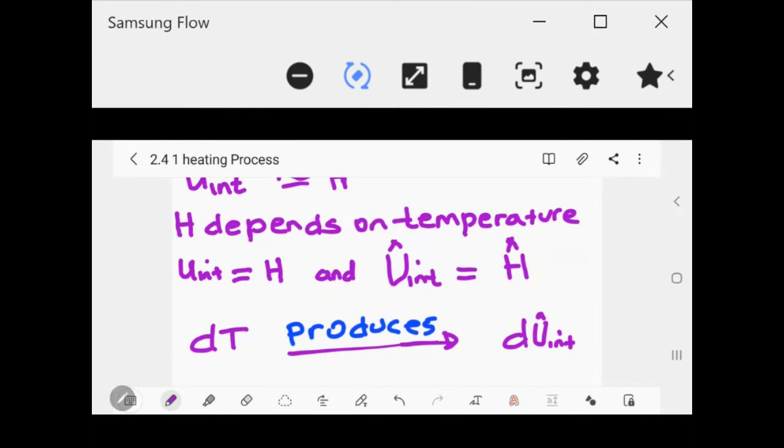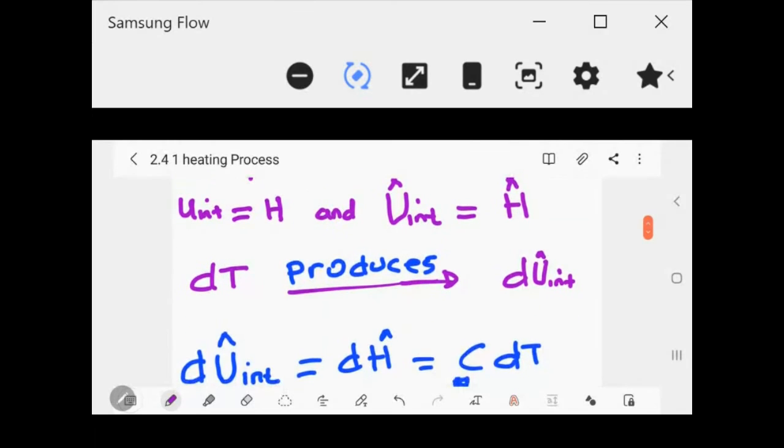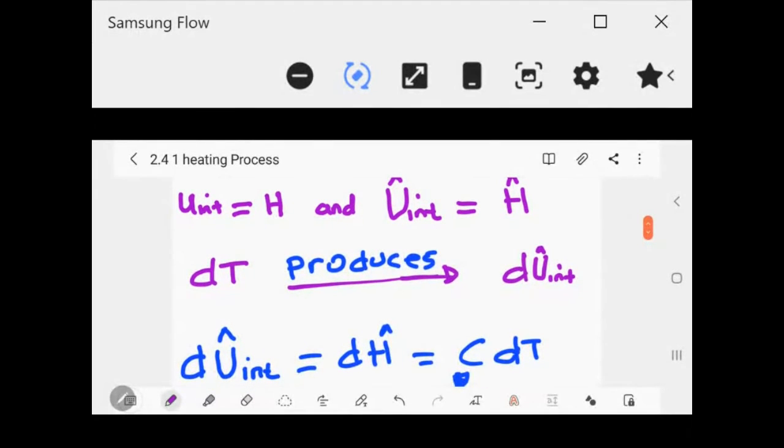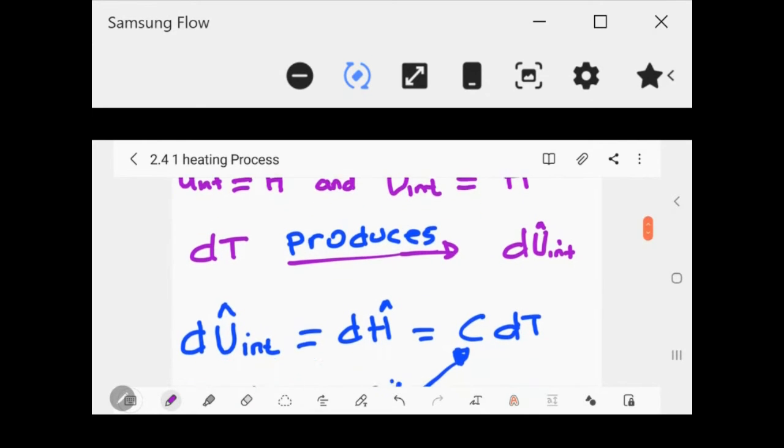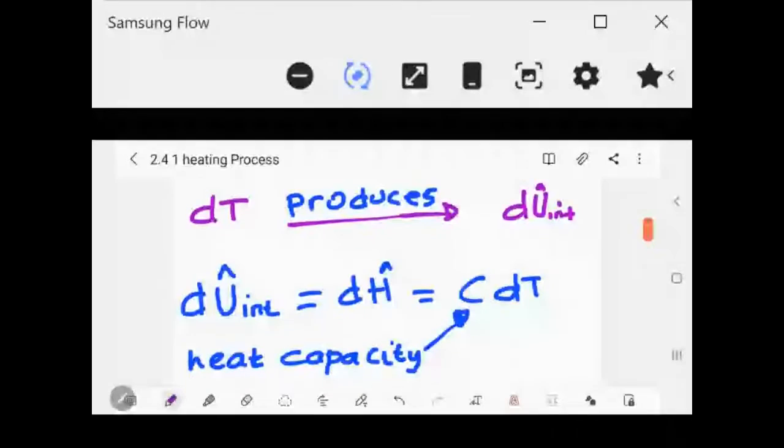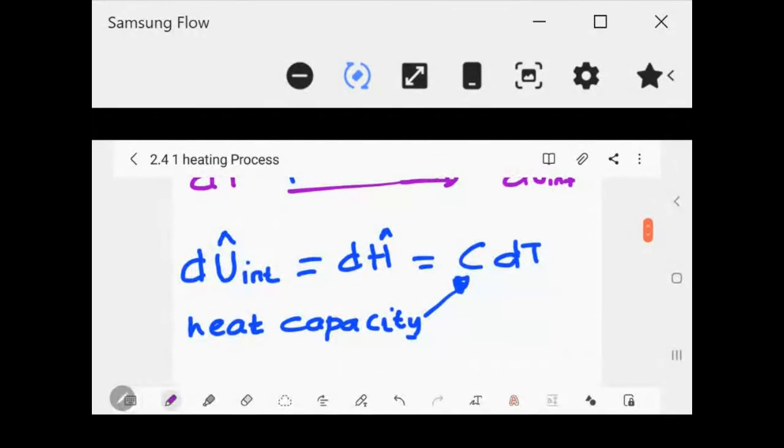We also need to remember that a differential change in temperature, delta T, I don't know if you can see that properly, equals delta T produces a change in the internal energy per unit mass. That's the red arrow there, that the dT produces dU internal energy. And so then we can write that the change in internal energy is equal to the change in enthalpy, which is CT dT. Okay, this is a very important equation towards developing our dynamic model.